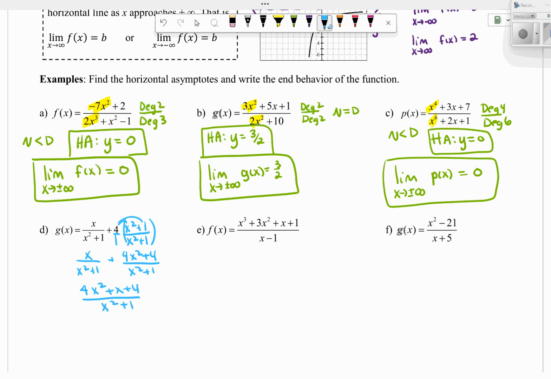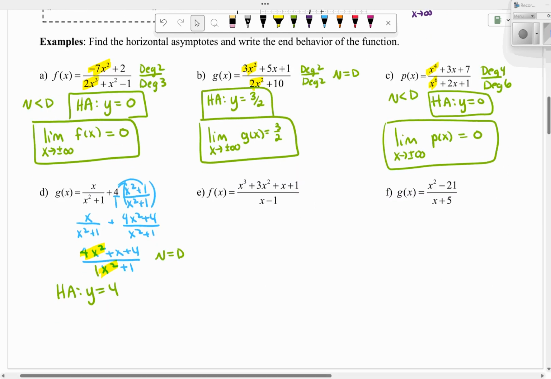Now this is one fraction, so you can see the lead term here is 4x squared and x squared. So this one, your numerator degree equals the denominator degree. So that means the asymptote would be the leading coefficient. So the leading coefficient in the denominator is 1 and the numerator is 4. So that means we have a horizontal asymptote at y equals 4. And so for our end behavior, the limit as x approaches plus or minus infinity for g of x, because that's our function, is equal to 4.